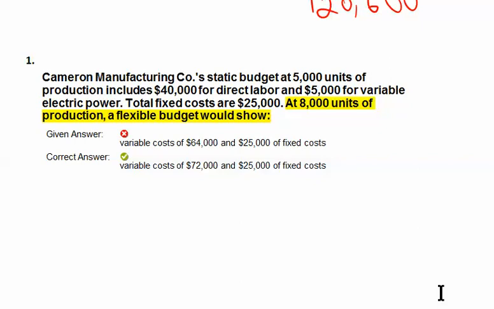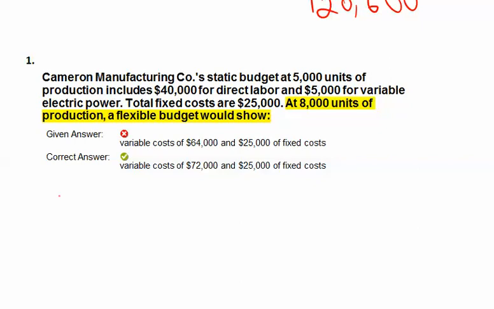So Cameron Manufacturing's static budget of 5,000 units of production includes $40,000 for direct labor, $5,000 for variable electric power, and total fixed costs of $25,000. At 8,000 units of production, a flexible budget would show what? Well, what I'll need to do is calculate what the variable costs would be at a different level of production.